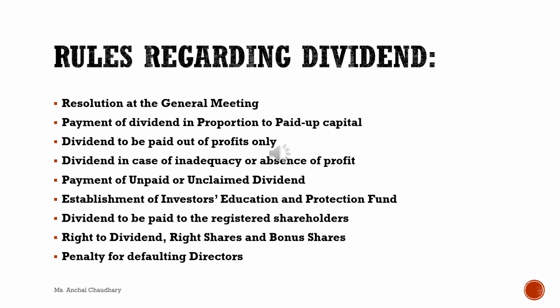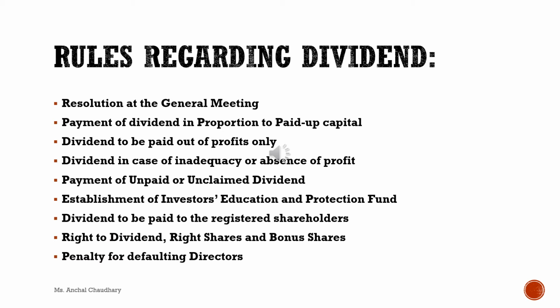Then next, dividend should be paid only to the registered shareholder or to his banker. And if a share warrant has been issued, then it will be paid to the bearer of such share warrant or to his banker. Next, a person who is a registered shareholder is eligible to receive dividend and offers for the right or bonus shares. Of course, only if a person is a registered shareholder, then only he will get the dividend.